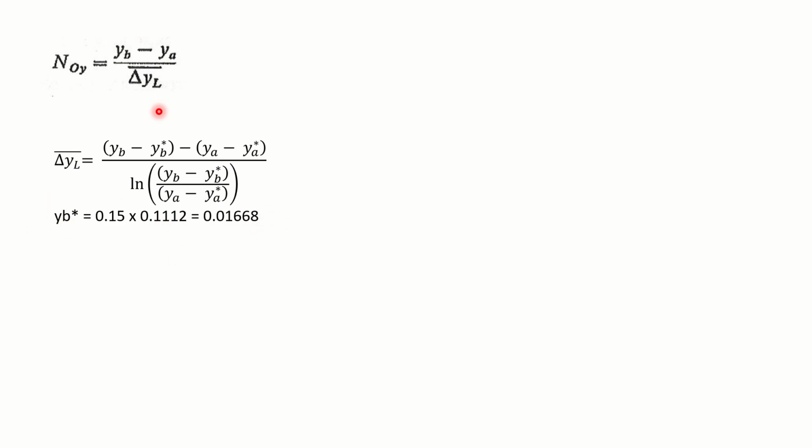Once all these data are known, you can find delta Y bar L, which is 0.003455. By substituting delta Y bar L in the NOG formula, you will get the number of transfer units, which is the same as the number of theoretical plates, that is 6.9464. So approximately you need 7 theoretical plates for getting the required separation.